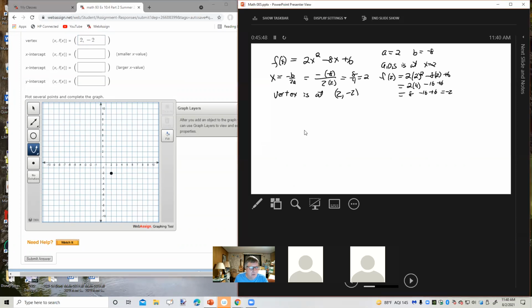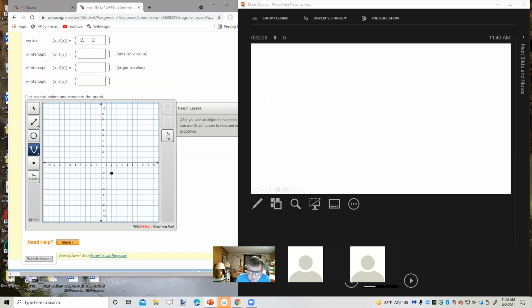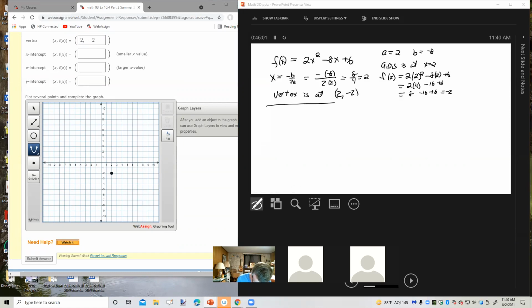Let's go back over here and let's find the x and y intercepts. To find the x intercepts, set y equal to 0. So I get 0 equals 2x squared minus 8x plus 6. You know what? This time I'm not going to reduce it down by dividing both sides by 2. Let's just see what happens. Okay. So a is 2, b is negative 8, and c is 6, just like I had over here.